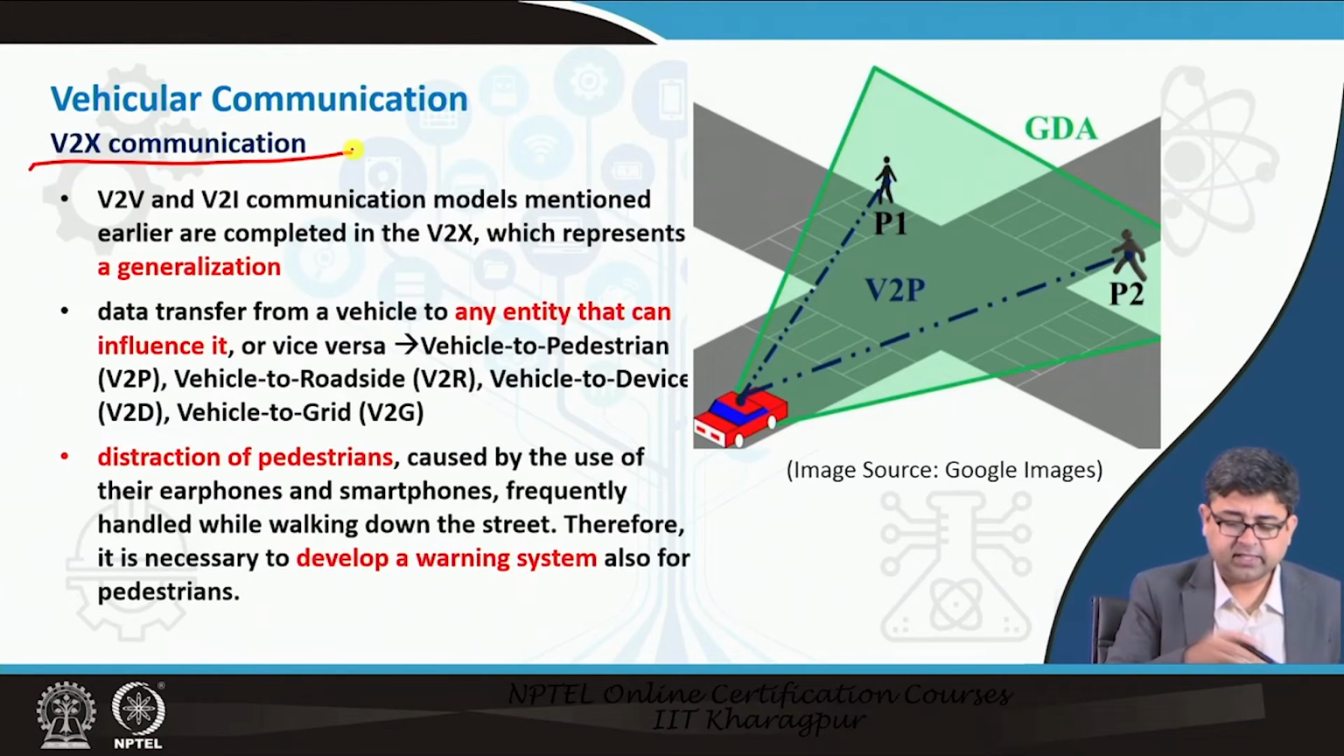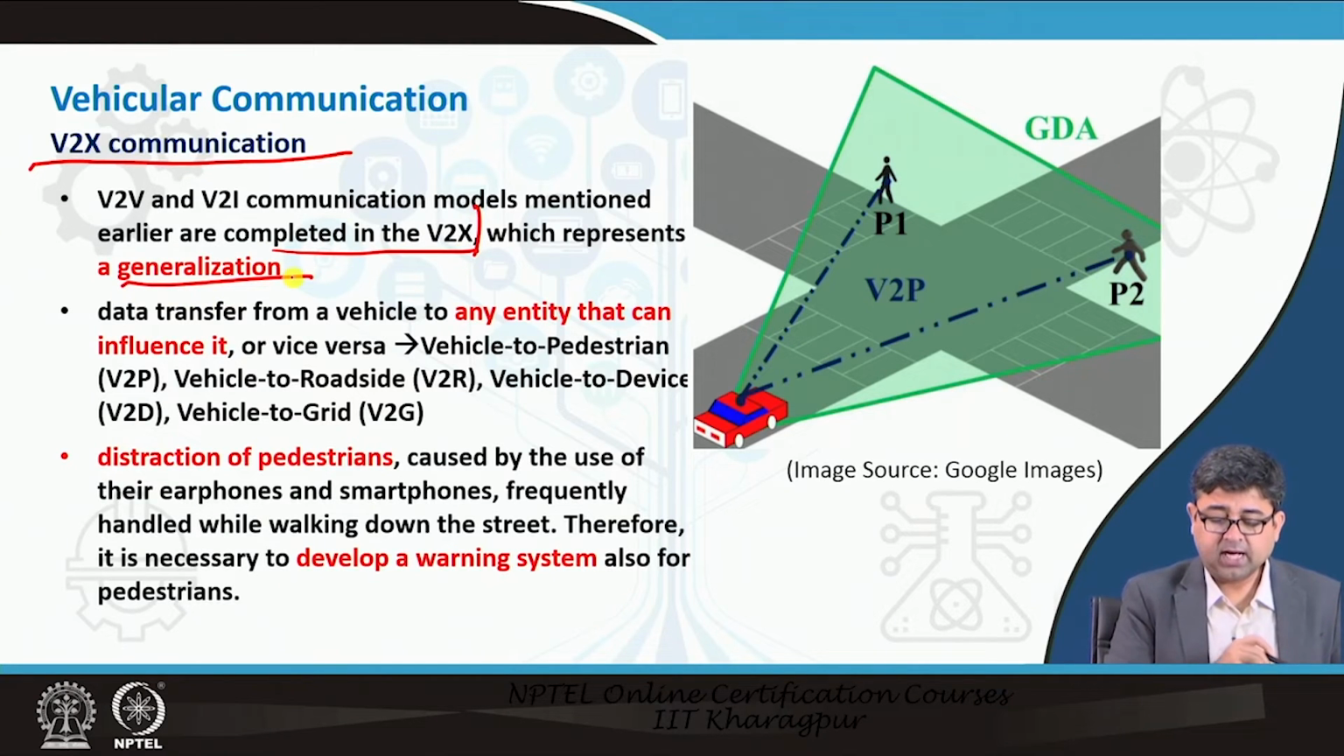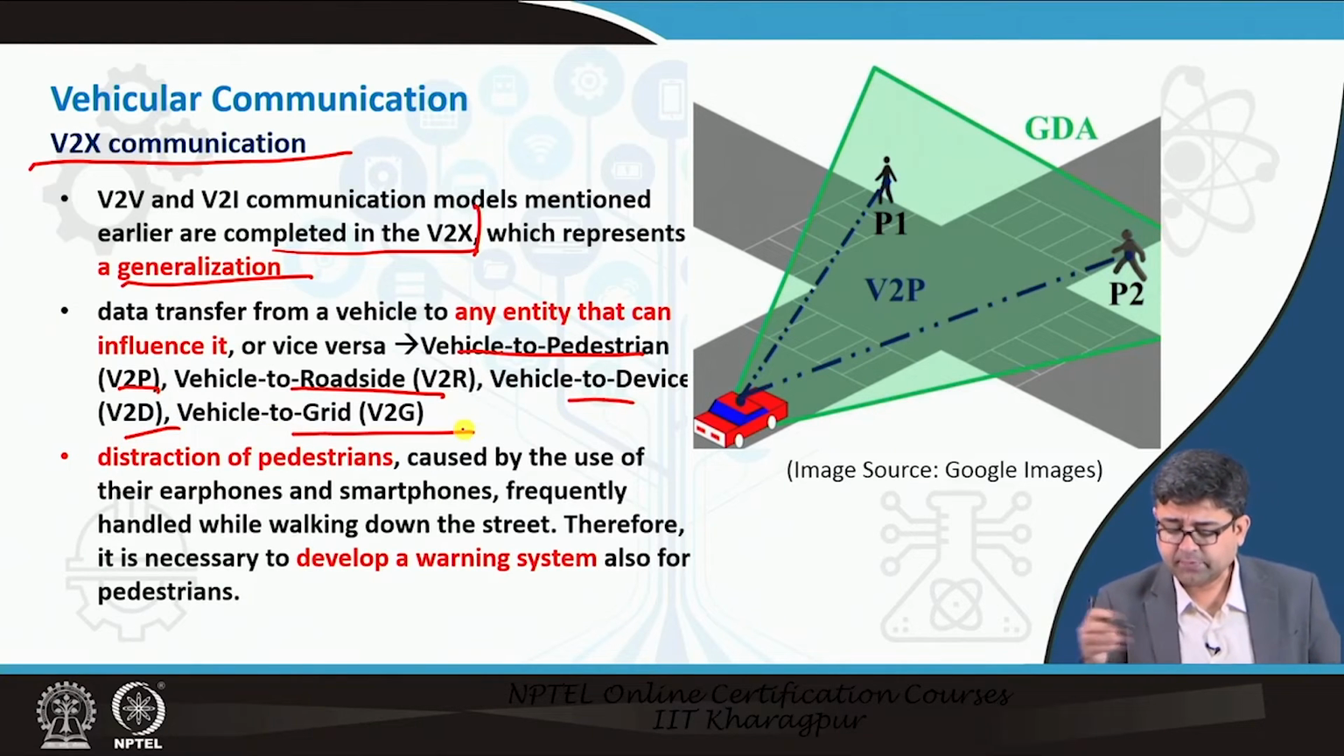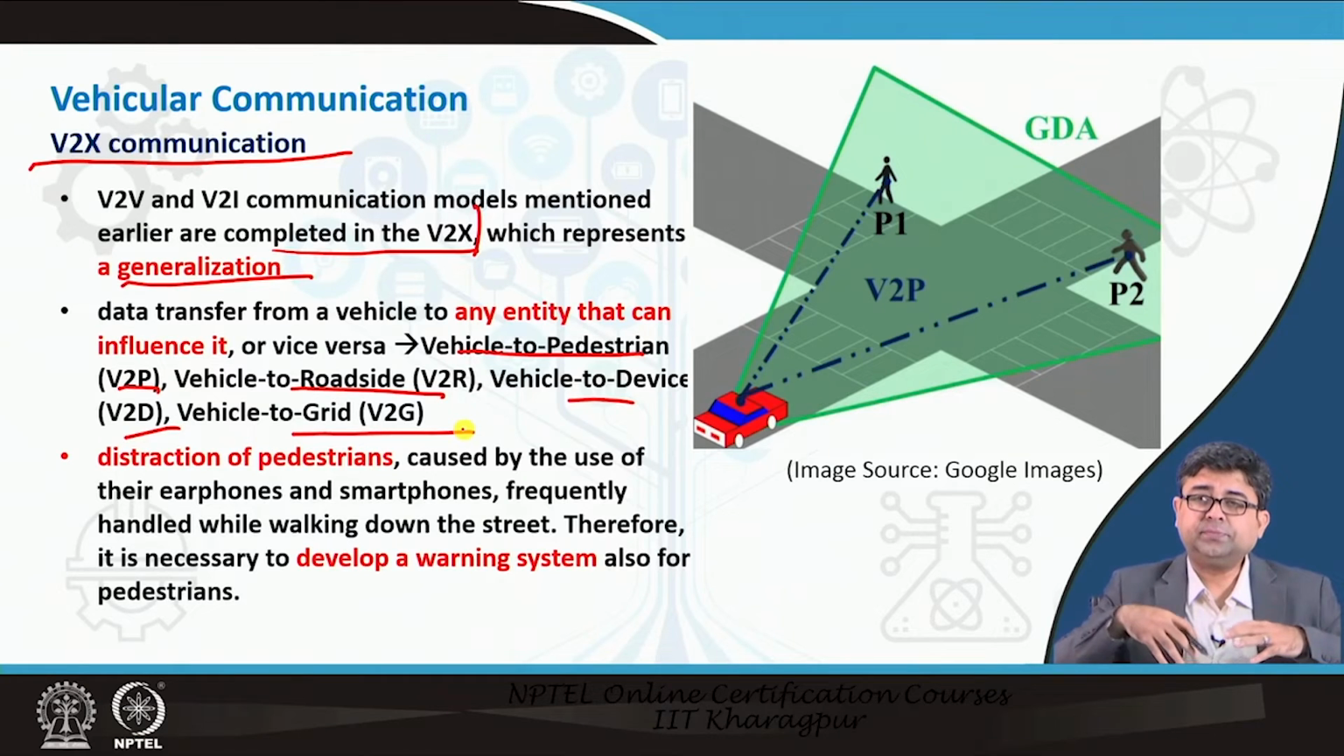Vehicle to X, vehicle to everybody. The vehicle to vehicle and vehicle to infrastructure communication models mentioned earlier are completed in V to X, which represents a generalization: data transfer from a vehicle to any entity that can influence it, or vice versa. Vehicle to pedestrian, vehicle to roadside, vehicle to device, vehicle to grid. So, this is something that is still being worked upon.